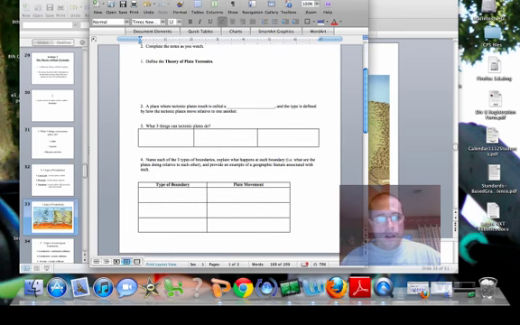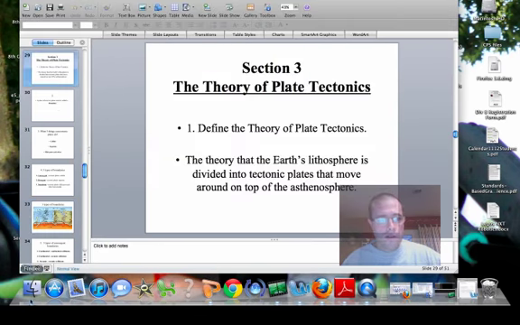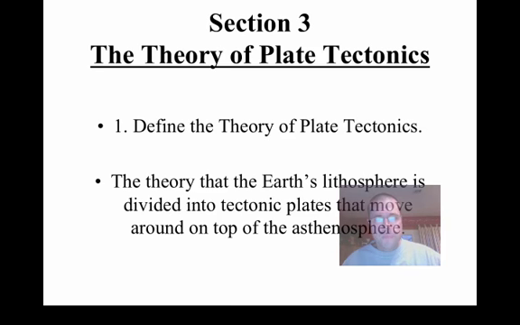So I'm going to switch to PowerPoint. Okay, so section 3, the theory of plate tectonics. Number 1, define the theory of plate tectonics. The theory that the Earth's lithosphere is divided into tectonic plates that move around on top of the asthenosphere. Now, lithosphere and asthenosphere might be new terms to you instead of just crust, mantle, core.